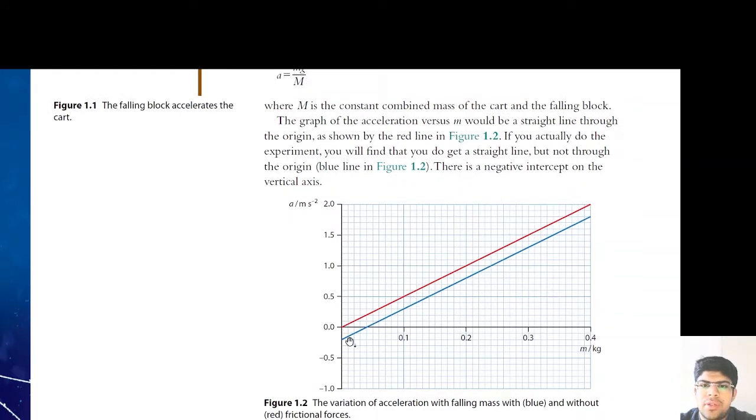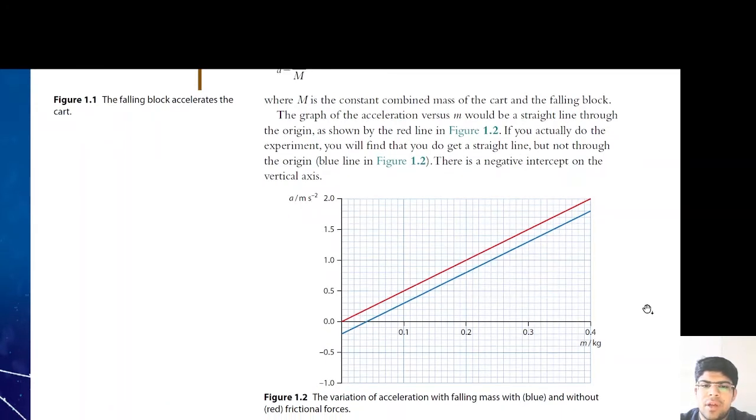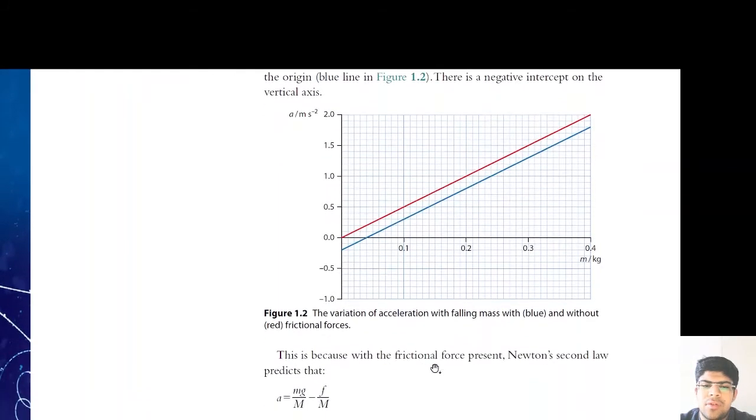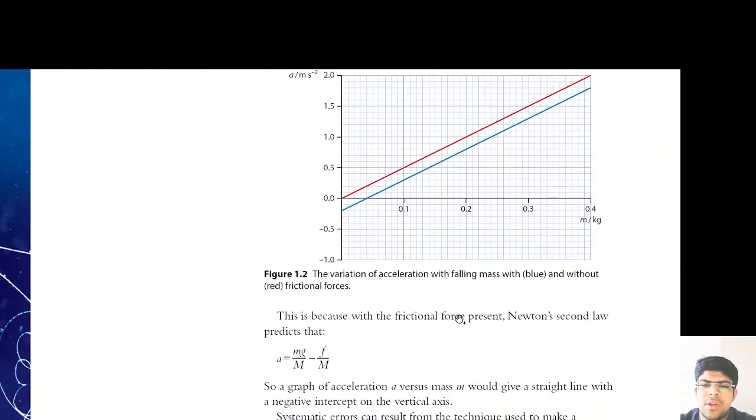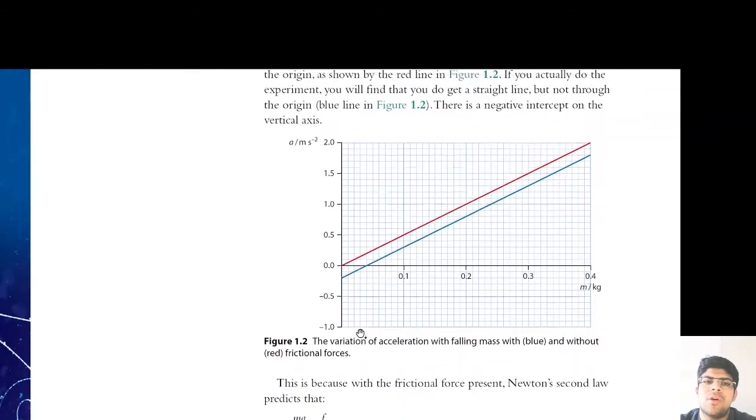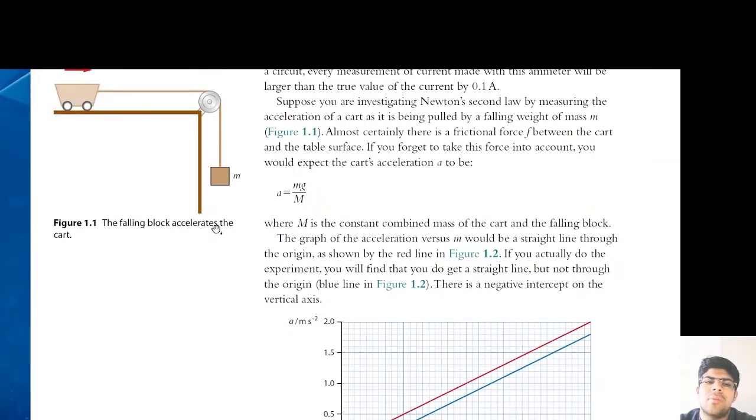So we can actually see the negative intercept is like here, like the falling mass, through the vertical axis. This is because with the frictional force present, Newton's second law predicts that acceleration a equals mg upon M, with the difference of minus f over capital M. Capital M, remember, is the combined mass of the cart and the mass of the block. This thing and the mass of this cart.